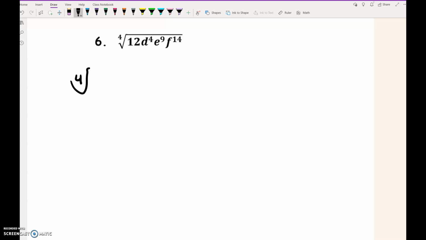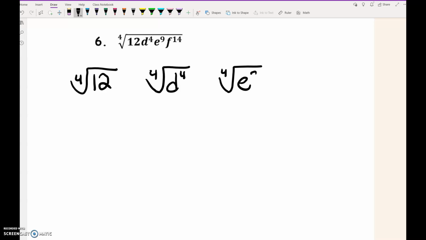This is the fourth root of 12, the fourth root of d to the fourth, the fourth root of e to the 9th, and the fourth root of f to the 14th. I want you to try on your own. Now, 4th root of 12, I'll just tell you right now, that one might not simplify. It might just have to stay 4th root of 12, and that's okay. But try to simplify the others and see if you can put that together somehow on your own.